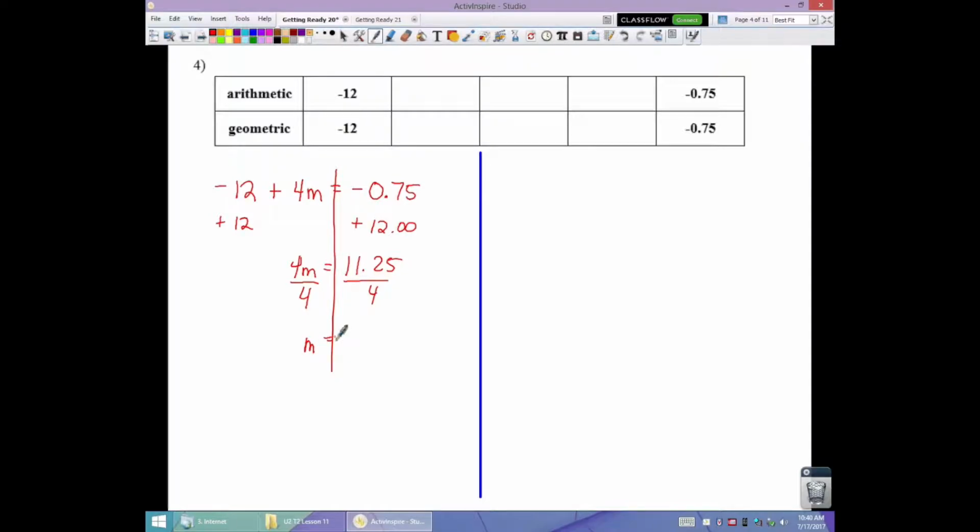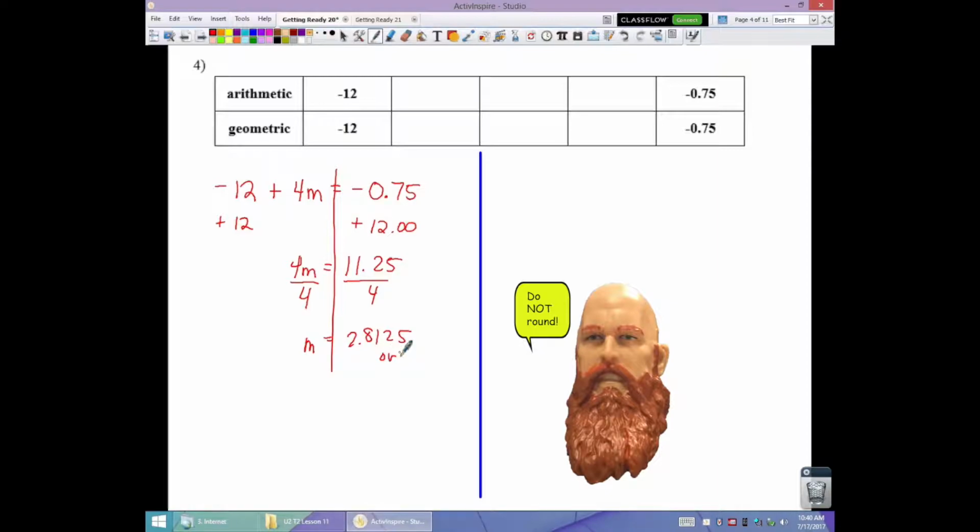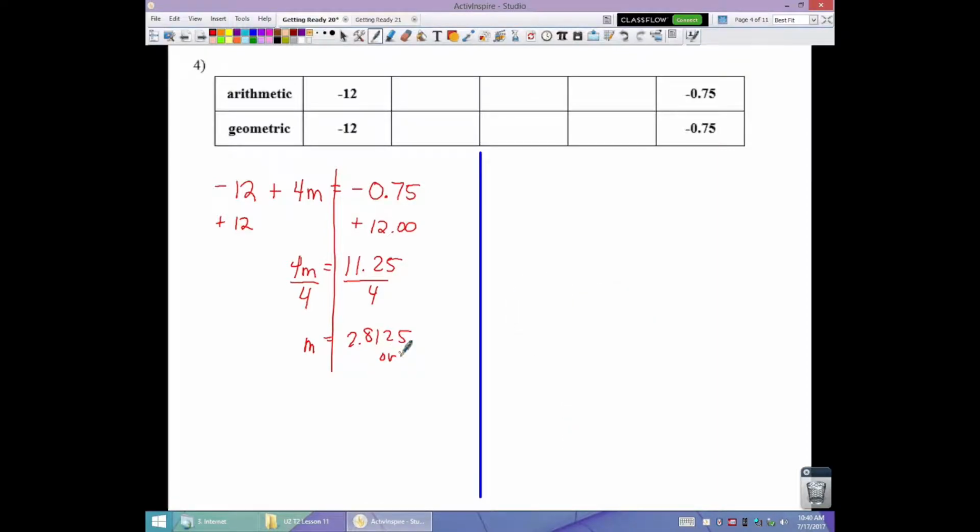Now, that decimal is 2.8125, and you are certainly welcome to use that if you want to. If you just turn that into a fraction, 11 1/4 over 4, a simplified fraction without the decimal would be 45/16. Well, I'm sure nobody likes that one. As a mixed number, that's 2 and 13/16. So any of those three values are okay as your common ratio.